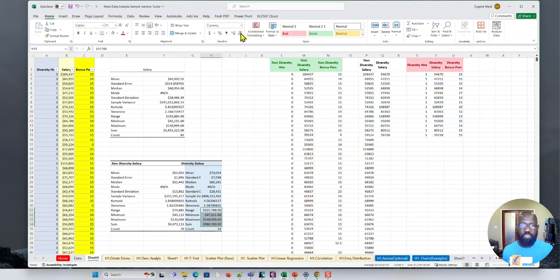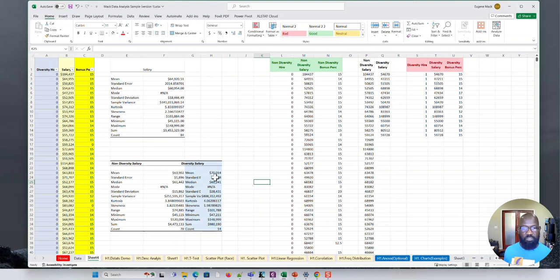And again, I'm doing that because it makes it easier to talk about it. And it really brings home that what you're talking about in this particular case is money or salary or currency. So here we can see that the salary mean for those who are diversity hires versus those who are non-diversity hires, there is a difference.